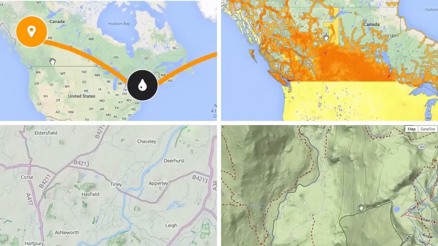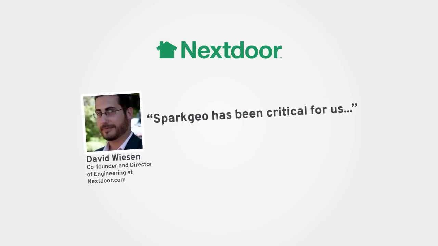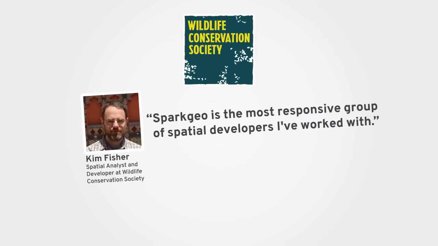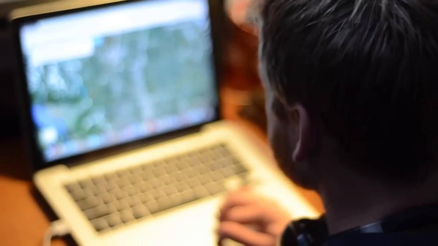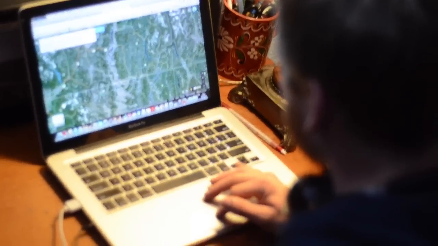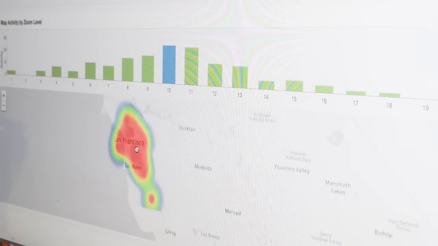At Spark Geo, we make maps. A lot of maps. Our clients love what we do, but we wanted to take it further. We wanted to find out how good our maps really were. We wanted quantitative data about how our users were interacting with our maps, how these maps were performing, even where our users were looking on the map itself.